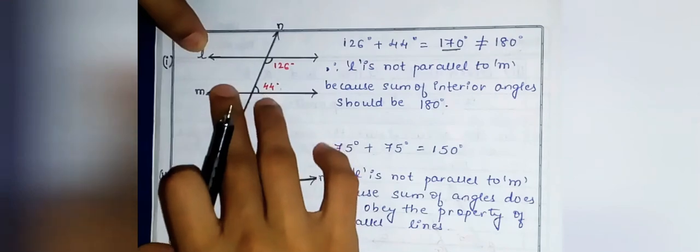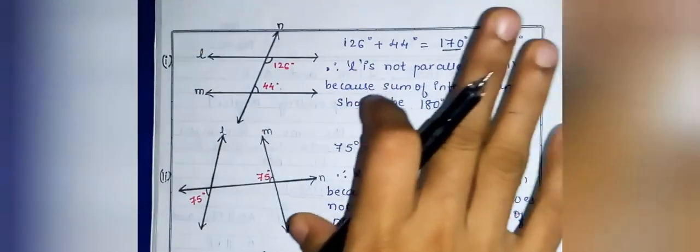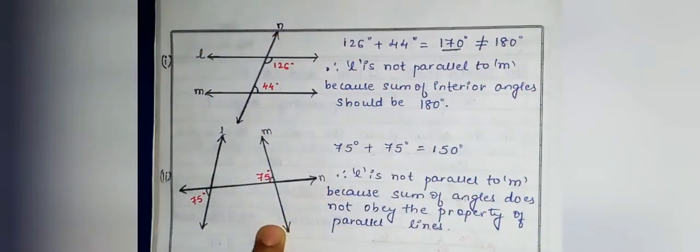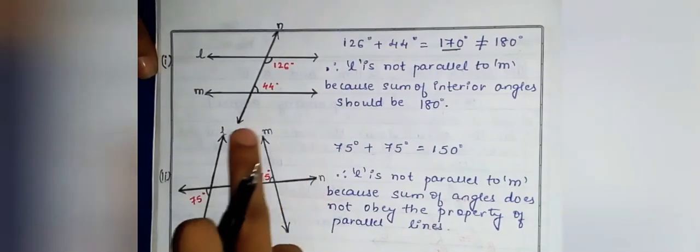So this line L and M, they are not parallel. So this is the first one. Now the second figure is this. This figure is our second part.